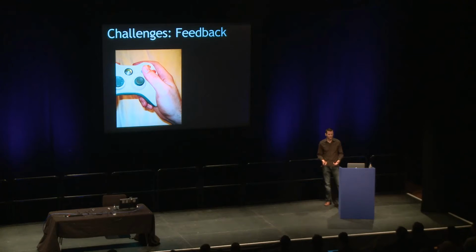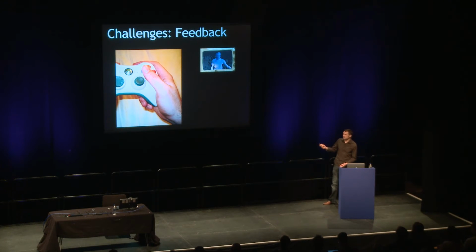When you have a controller, players have haptic feedback. They can feel when they press a button and they can hear it click. But with Kinect, we don't have that. So we can try and solve this in a number of different ways. Firstly, we can display the Kinect depth feed so the player can see exactly what the camera is seeing of them, so they know if they're too far forwards or off to the side.